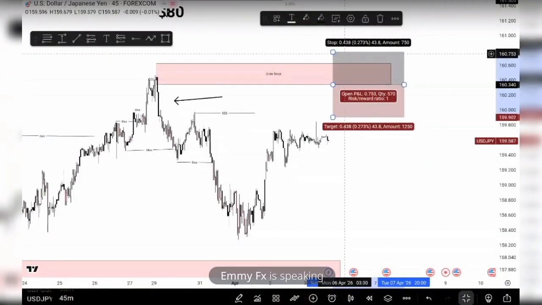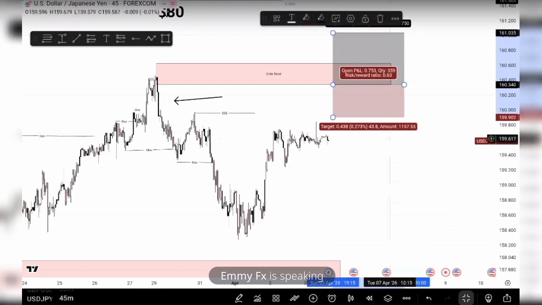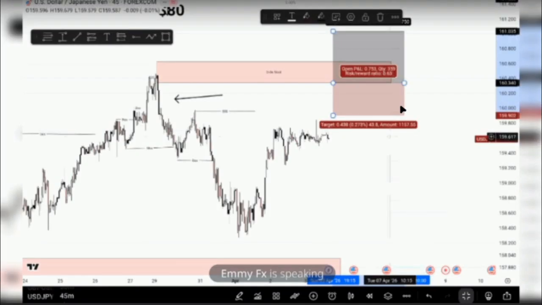So I'm going to increase my stop loss a little bit. You guys, personally how I trade is this: I always love increasing my stop loss. I want my stop loss to be wide. What I do is reduce my lot size. I don't want the market to stop me out of the direction.